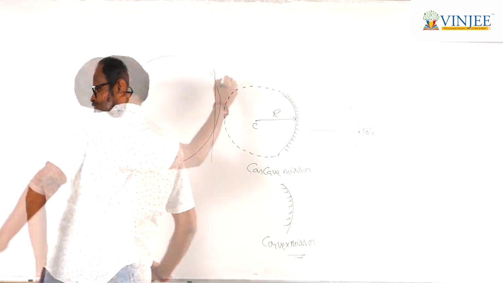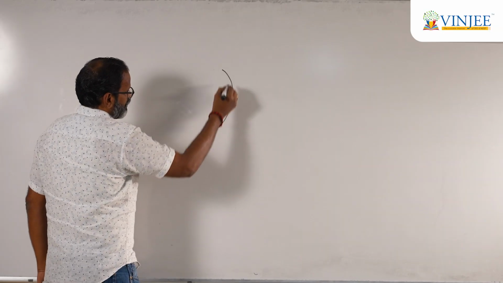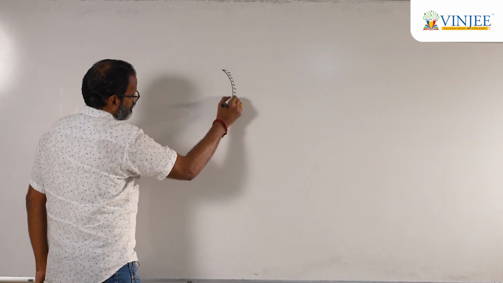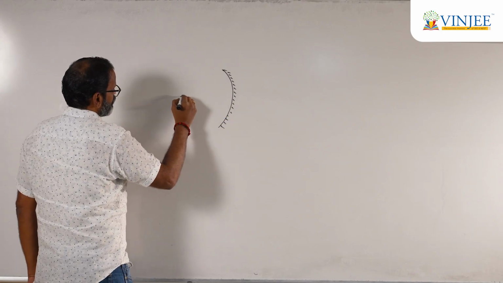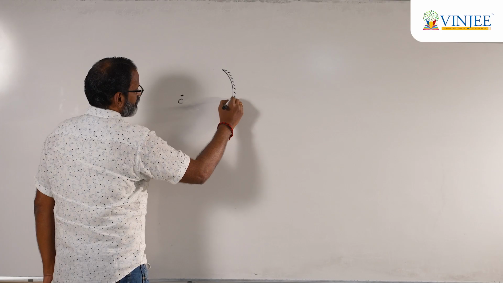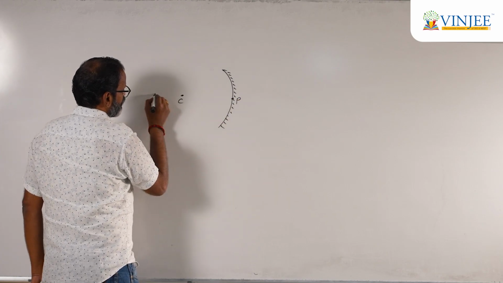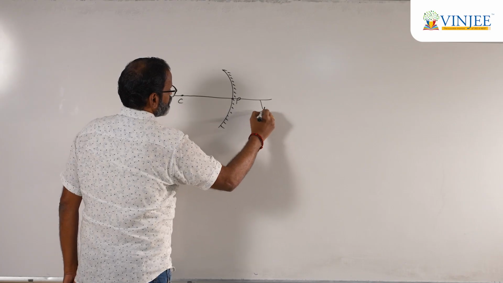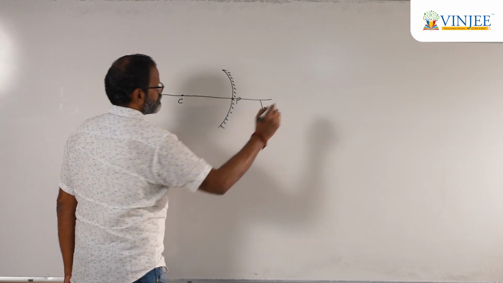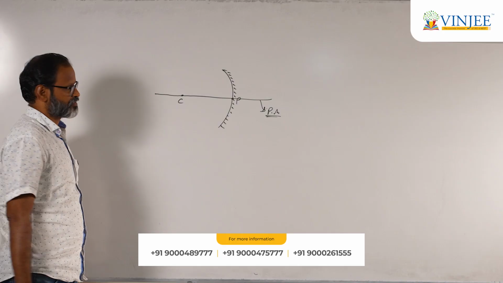Now let us suppose this is the curved surface and the outer surface is silvered. It becomes a concave mirror, and this is the center of curvature and this is the pole of the mirror. The line joining the center of curvature and the pole of the mirror is called the principal axis.